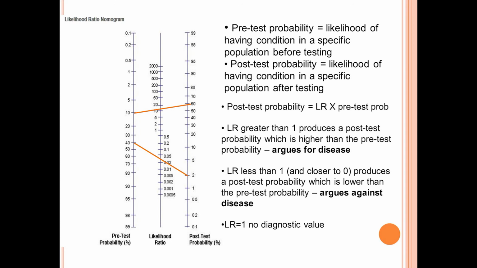So having the likelihood ratio go in, can we see this arrow? Going in the first line, going up, argues for disease. The other one going down argues against disease in terms of that test. And if it's equal to 1, there's no diagnostic value.